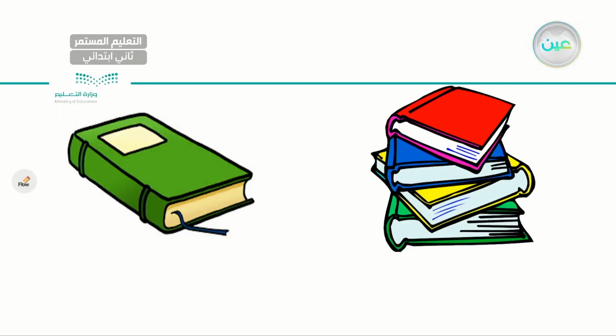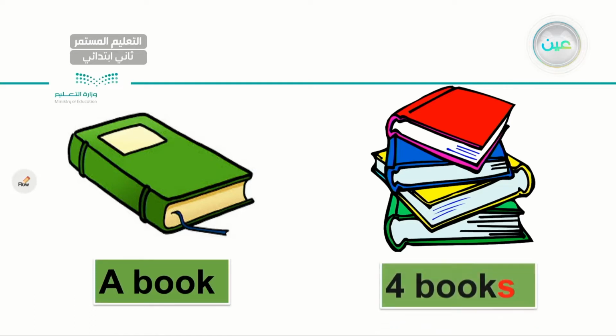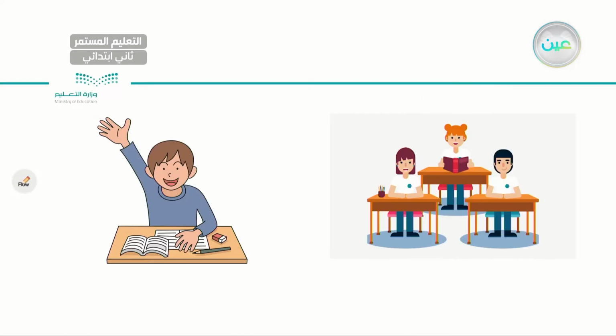How many books can you see now? How many books? A book. Very good. Singular. How many books? 4 books. Very good. 4 books. Excellent. Singular, plural, article, no article.